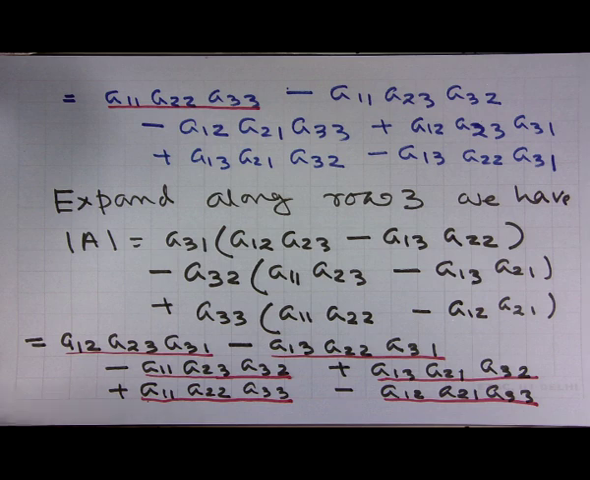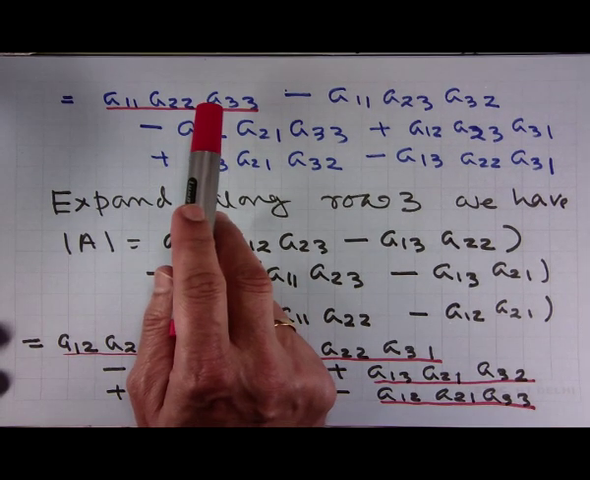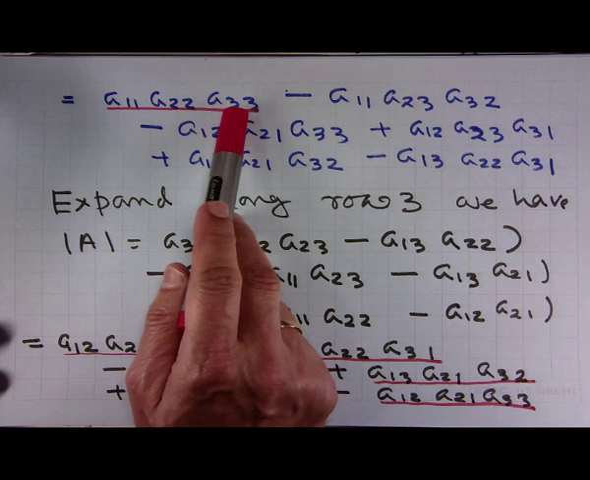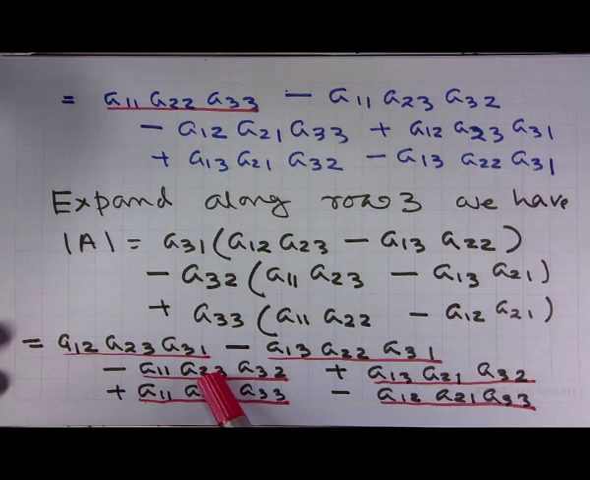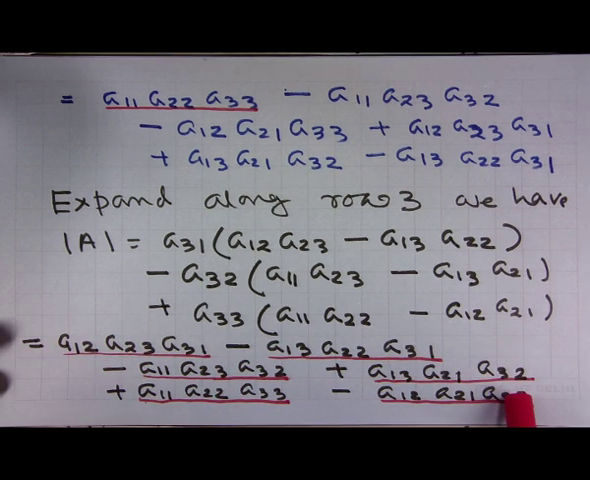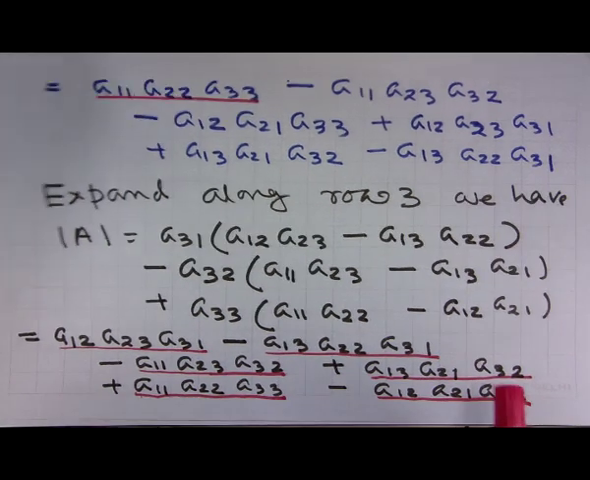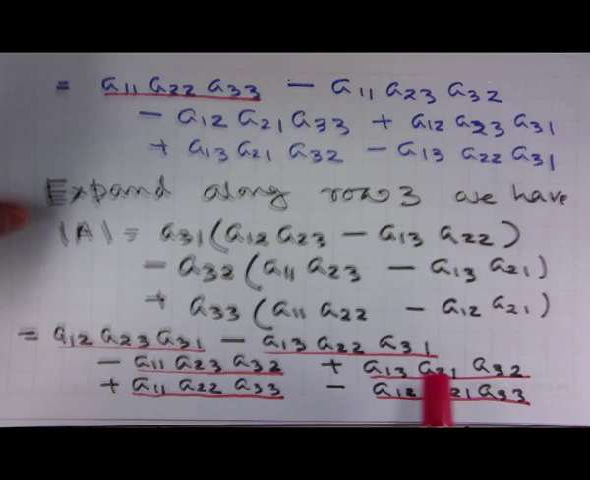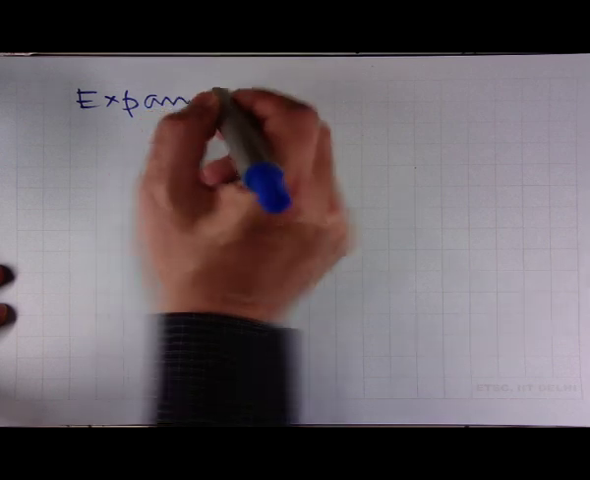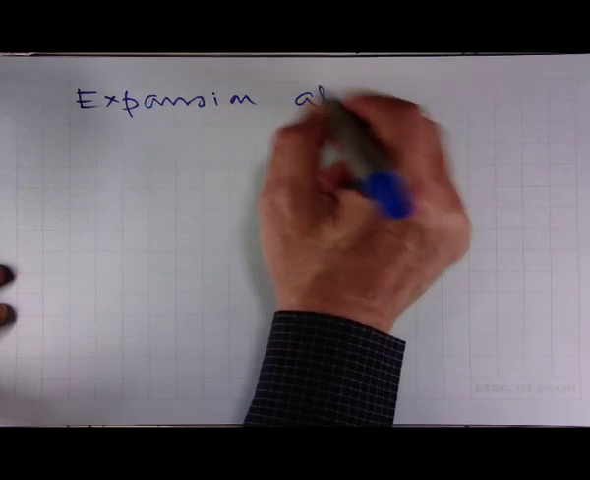Therefore, we find that instead of expanding it along the row 1, if we have expanded it along the row 3, we get the same answer. For your conviction, I shall now expand along the second column.